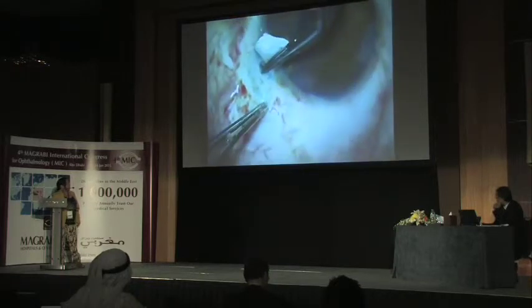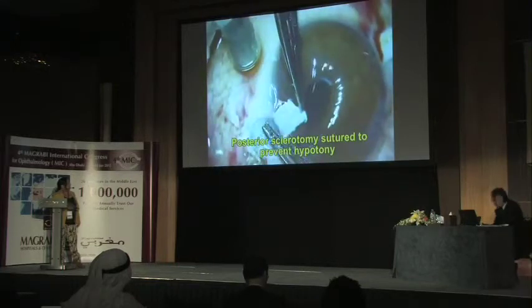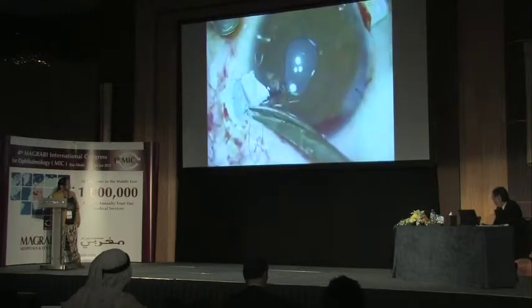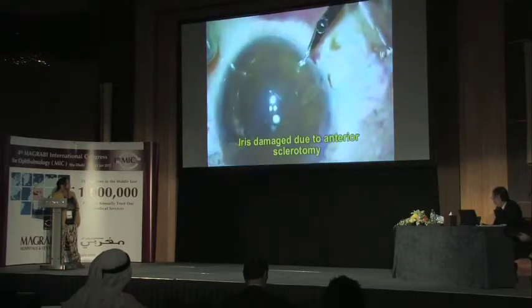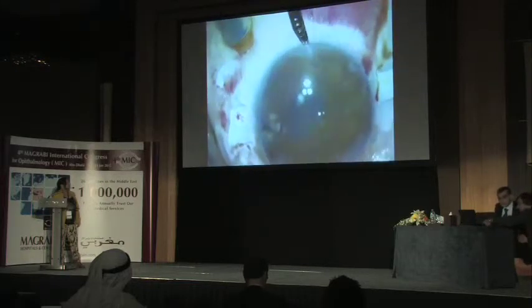The first haptic is tucked. The second haptic also needs to be tucked. And once you finish doing that, the second sclerotomy should not be left alone. Anyway, we are going to put a glue, but still it is better for you to suture it and leave it there for later on to put glue to that.